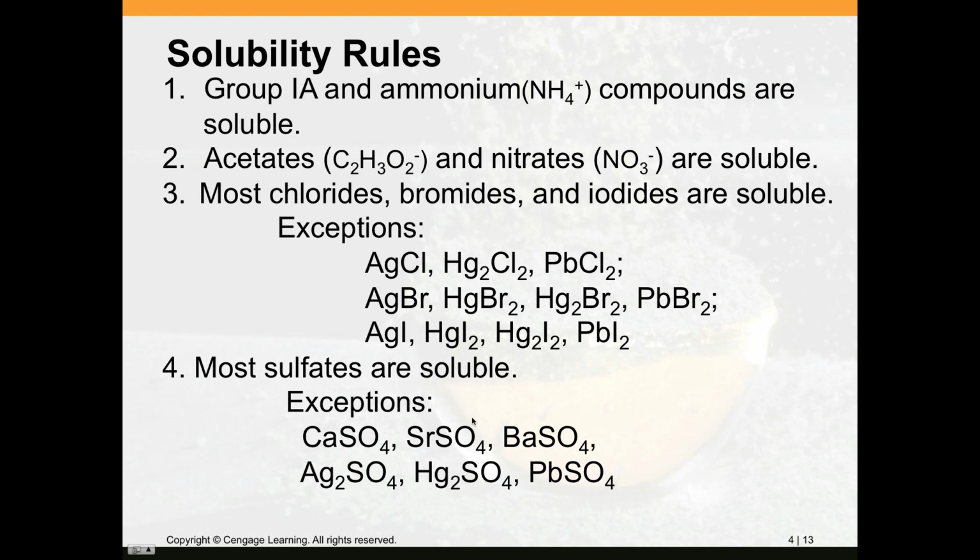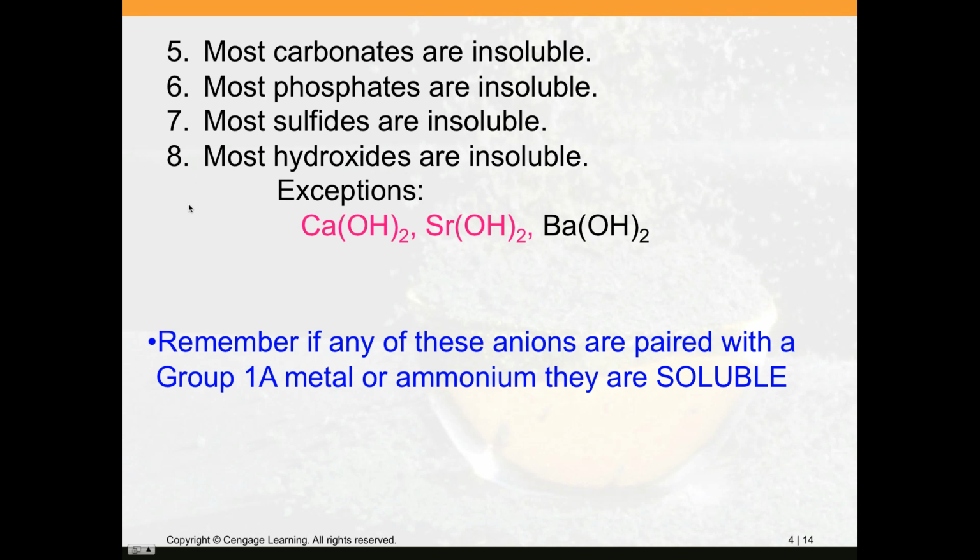You don't have to memorize all these rules. You do need to sort of memorize rule 1 and 2. The next 4 rules, 5 through 8, deal with the insoluble compounds. They are carbonates, phosphates, sulfides, and hydroxides, with barium hydroxide being an exception, a soluble hydroxide.